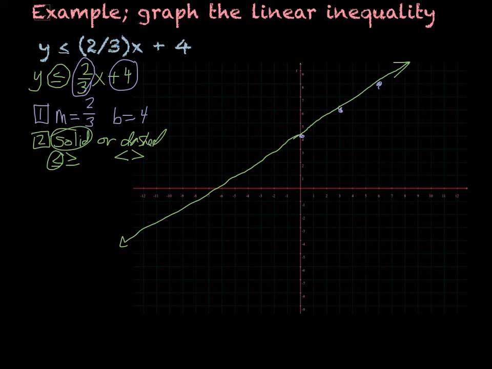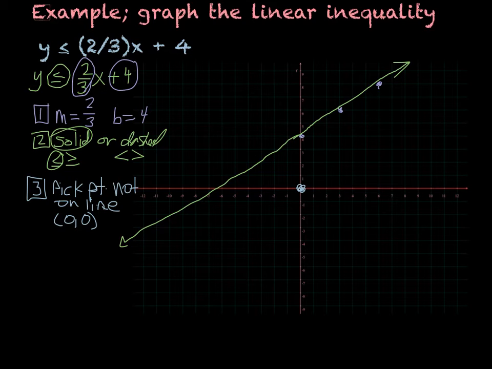And then, step 3, pick a point not on the line. Okay, so I always pick 0, 0 if it's not on the line, just because it's easy to put that point in. Okay, so I have y is less than or equal to 2/3 x plus 4. And I'm going to put this point in. So I'm going to put 0 in for y and 0 in for x.